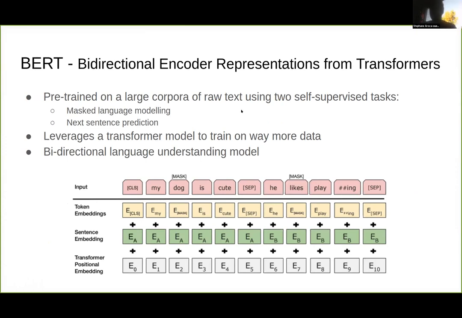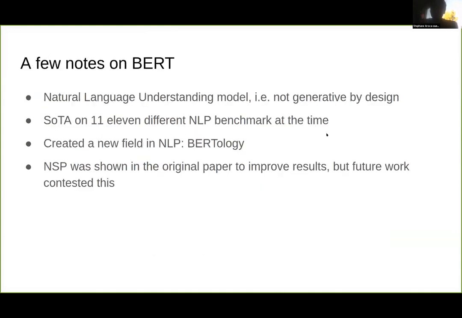Next sentence prediction is kind of what it sounds like. If you have "my dog is cute" and the next sentence is "he likes playing," we as humans think that those are reasonable next sentences. However, if the second one was "he ate with a knife and fork at a dinner table," you'd be like, okay, that's probably a completely separate sentence. I'm going to skip this for now.